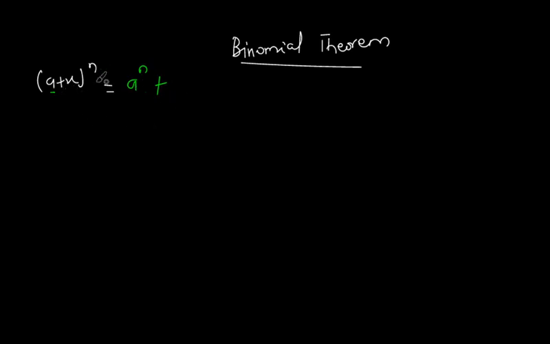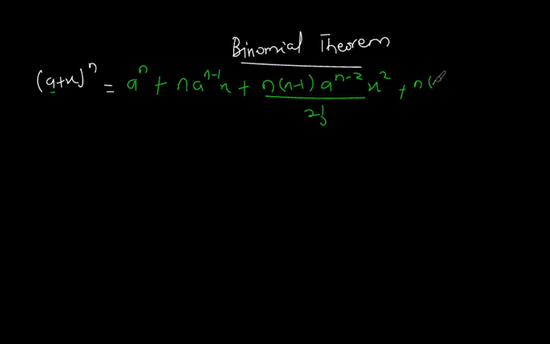The second term has n, then a with the power decreased, so it will be n minus 1. Then we introduce the x. Then plus n times (n minus 1), then a to the n minus 2. The power of a now decreases by 2 instead of 1. Then x is now squared, and we divide this by 2 factorial.